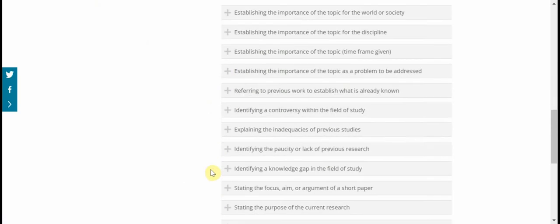moves typical in introductions. If I click on one of these, I'm going to get some really nice sentence templates that I could use to make that move in my own paper with a little modification. For example, I clicked on establishing the importance of the topic. Pretty well what we were just talking about, right?